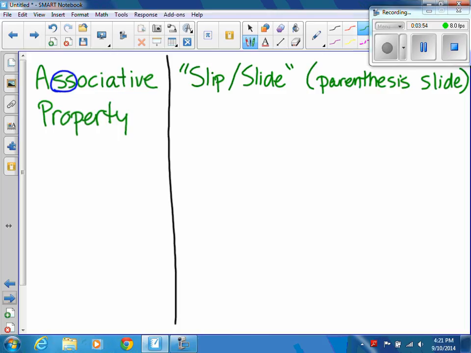I'll give you an example of what I'm talking about here. If I had 2 plus 3 plus 4, I could group the 2 and the 3 together. There's my parentheses grouping that together. I could also rewrite this.